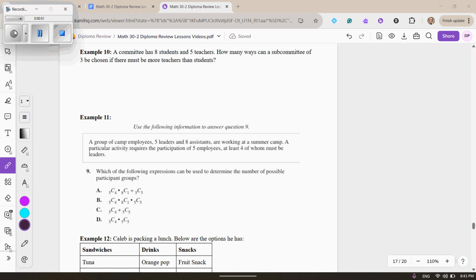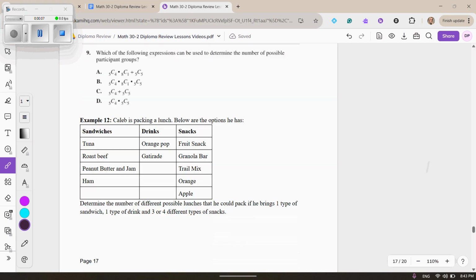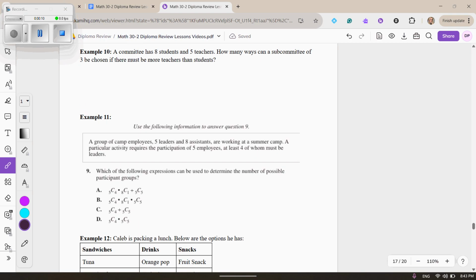This is the second part of Permutations and Combinations Diploma Review, starting on page 17 of the note package. These questions are about permutations and combinations, but they also include the words "at least," "at most," or potentially an "or" statement, and that makes them standard of excellence questions. So let's start with example number 10.